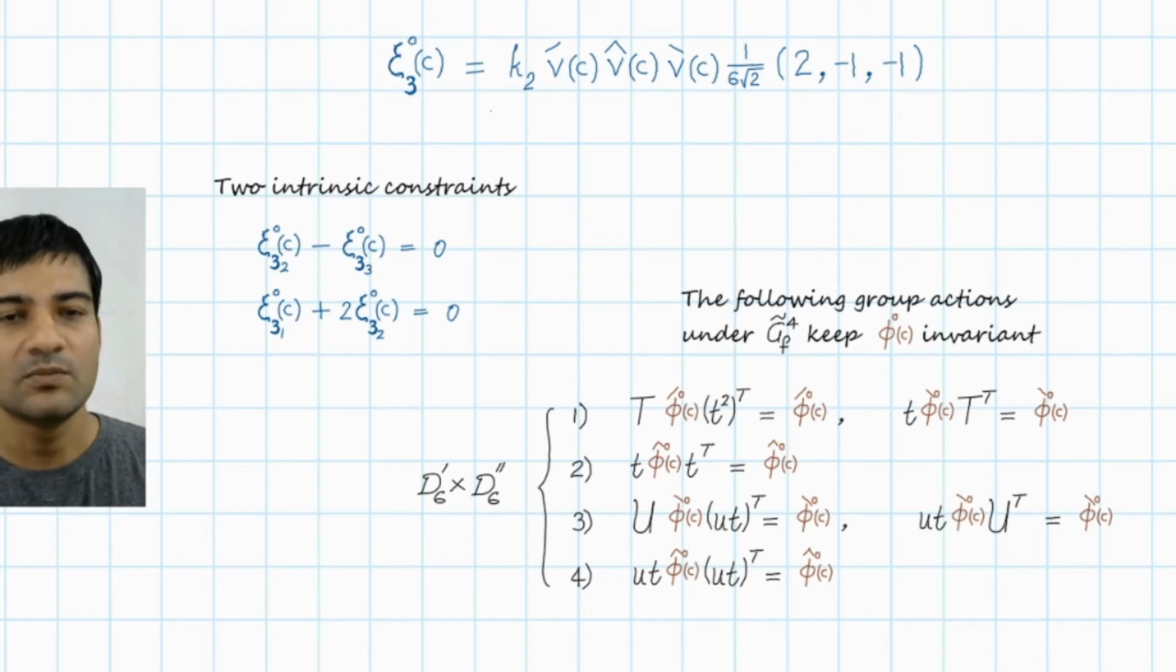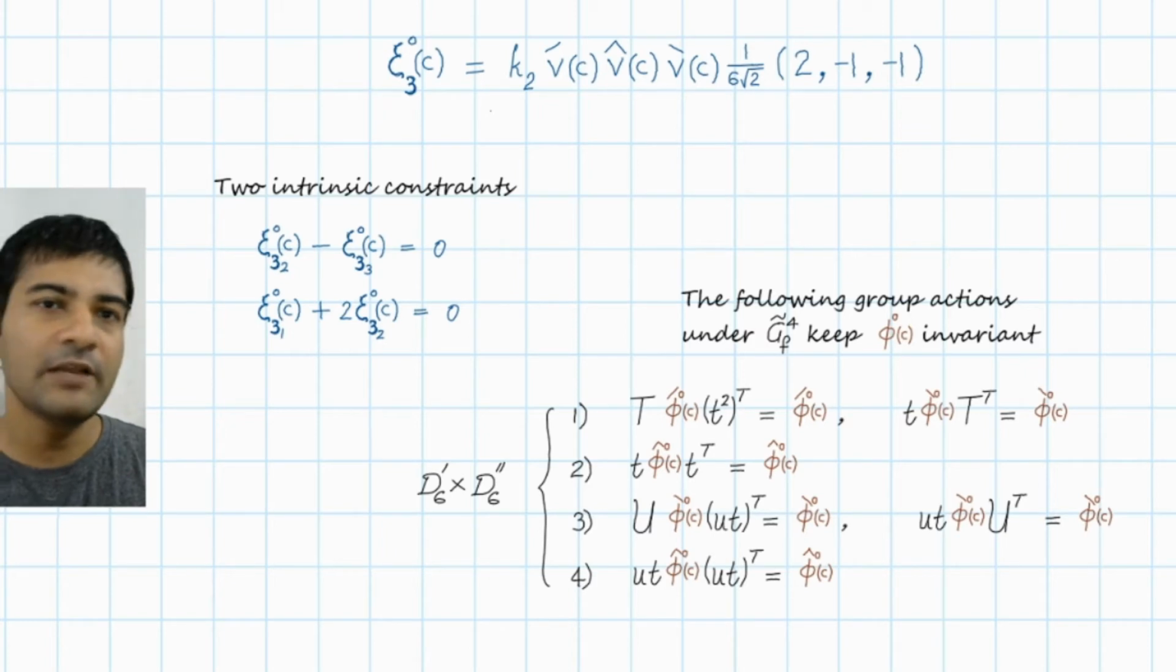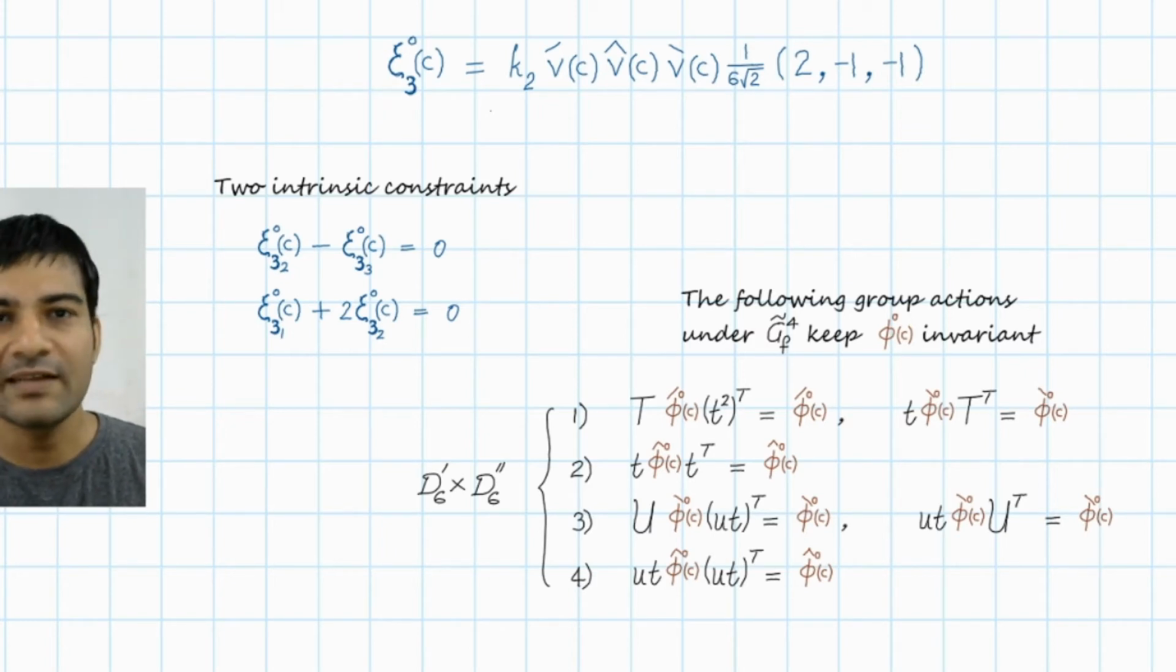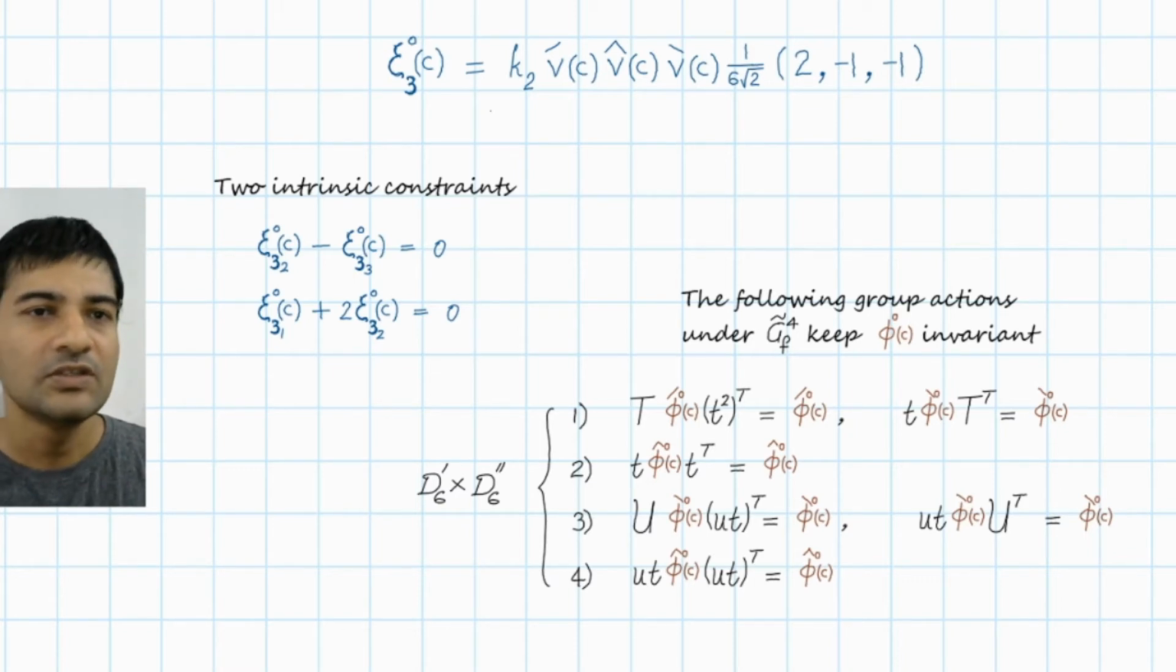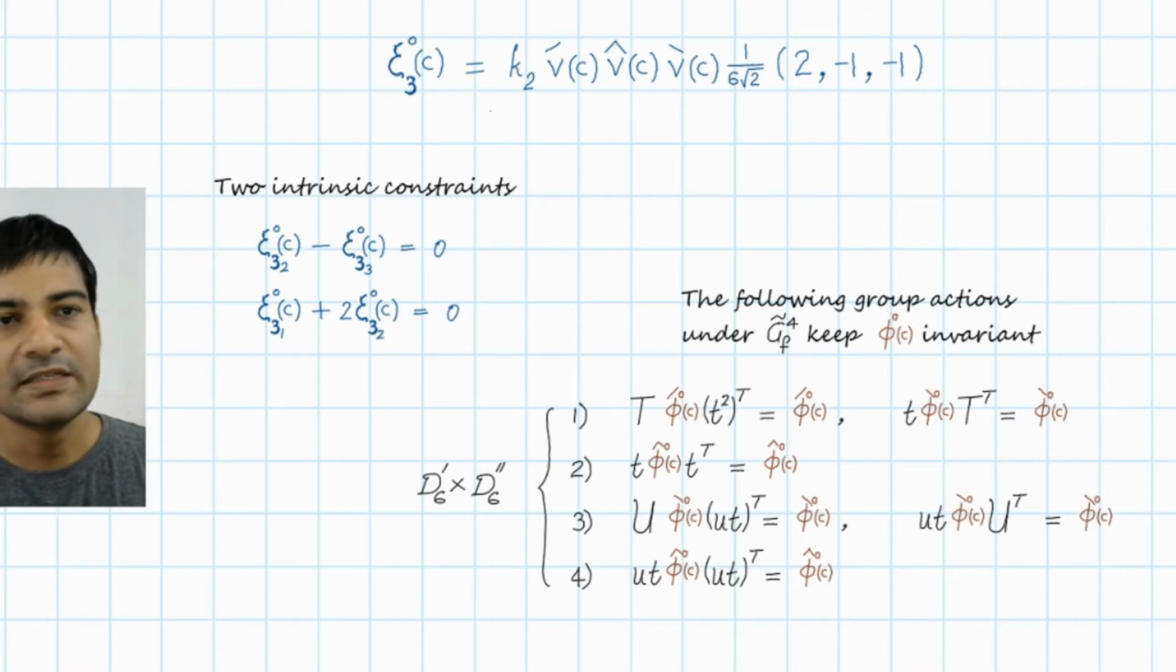The answer is no. But why? Because when we construct the effective field from the elementary field, we utilize the fact that the elementary field is transforming under GF and not under the larger group G tilde F4. Therefore, the construction of the effective field in general breaks G tilde F4. Therefore, the additional symmetries of phi 0c beyond this Z2 prime do not manifest as symmetries of Xi3 0c.